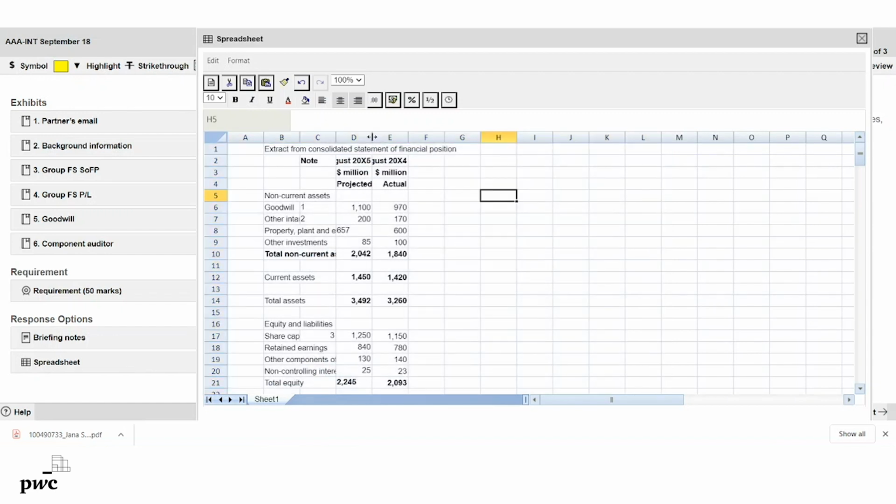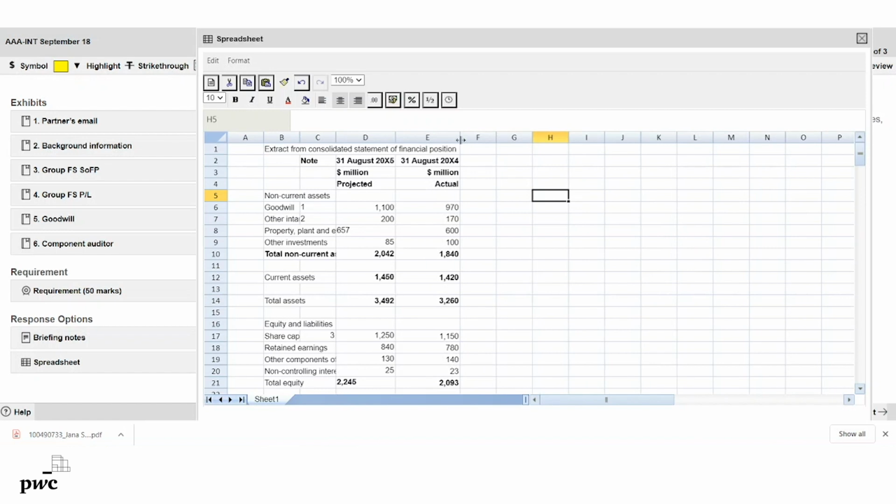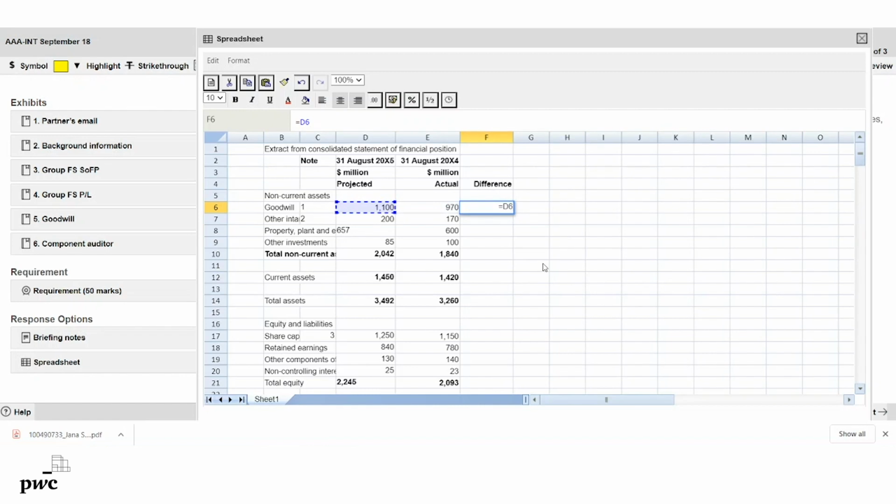So you can see you got a nearly identical spreadsheet, and now it is easy to work with it further, as you are used to from previous ACCA studies. So for example, you may calculate the difference between current year and previous year, and you can also calculate the percentage change like this.